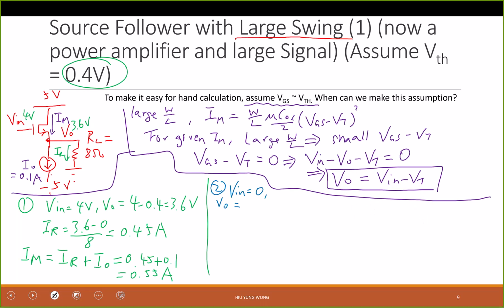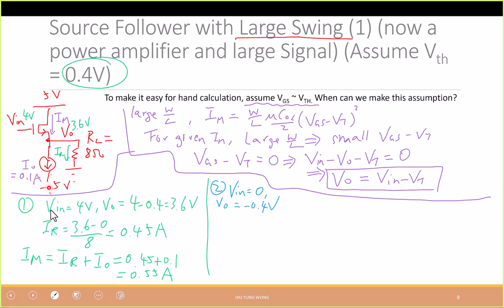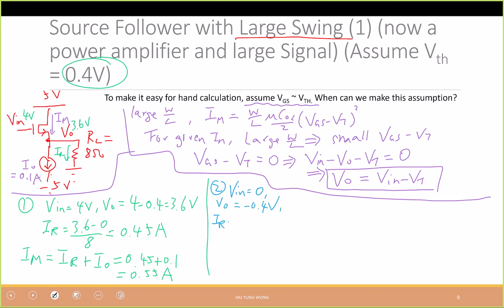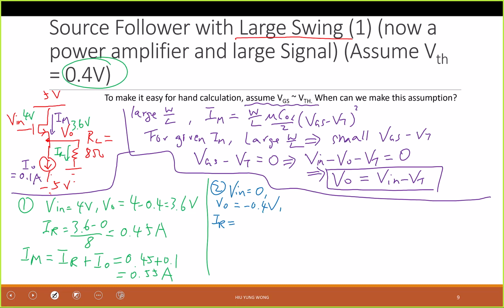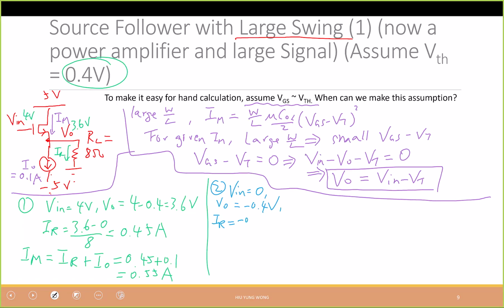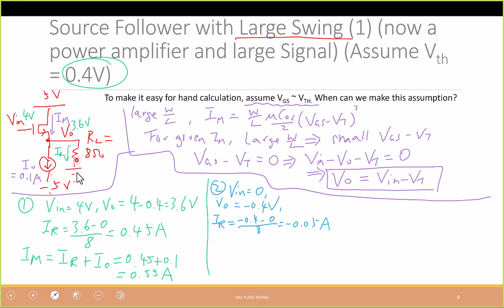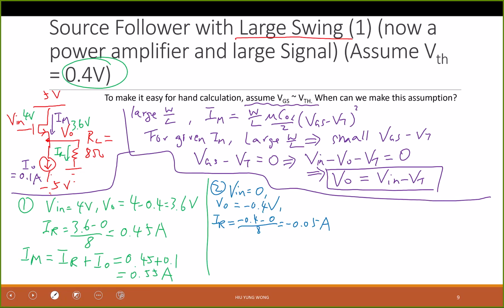Negative 0.4 volt. And if you are not comfortable, now I show you that my bottom rail is negative 5. So it's possible, right? I'm not violating any physics. So if that is the case, what is IR? IR is pointing down. So how do you calculate IR? Negative 0.4 minus 0 divided by 8, which equals negative 0.05 ampere. What is the meaning of having a negative current going down?